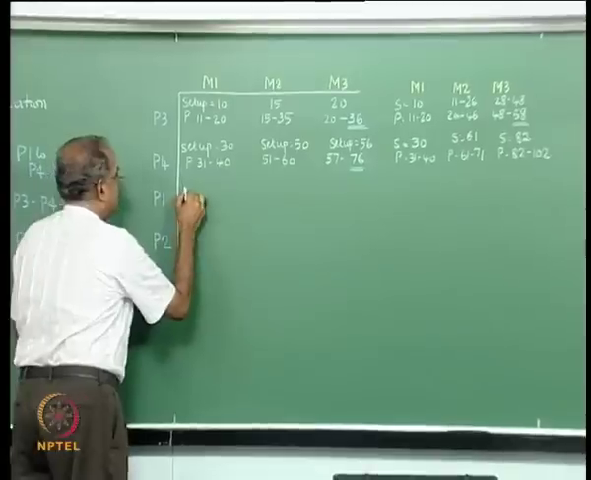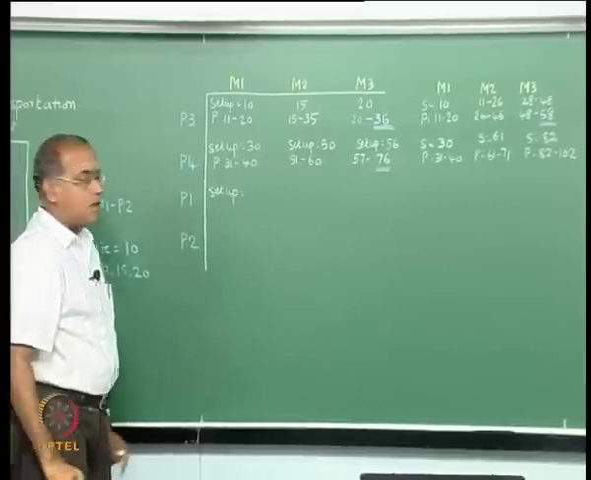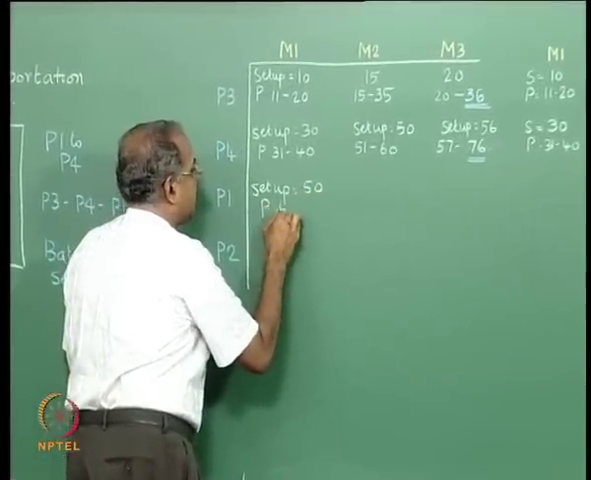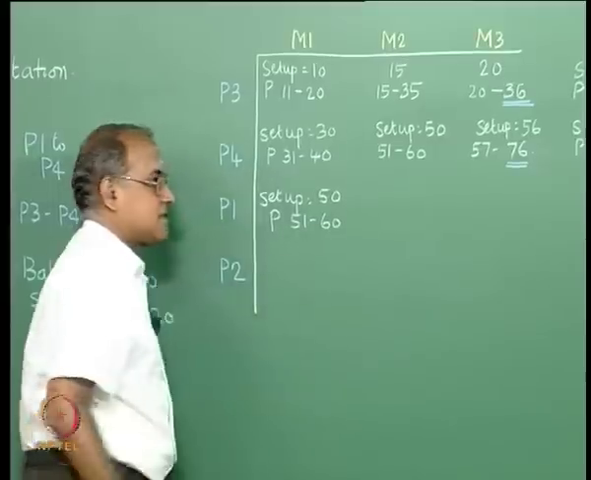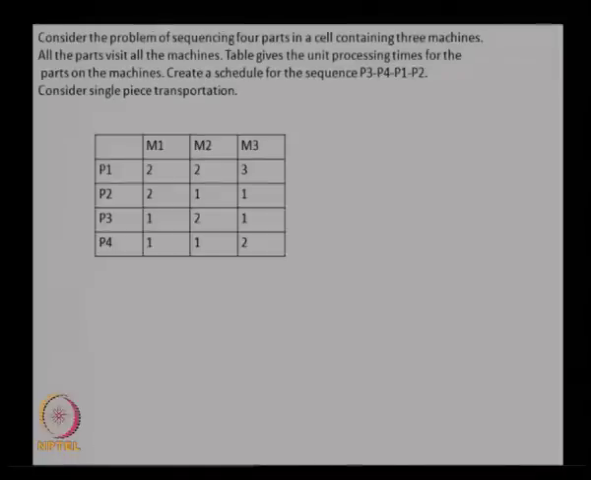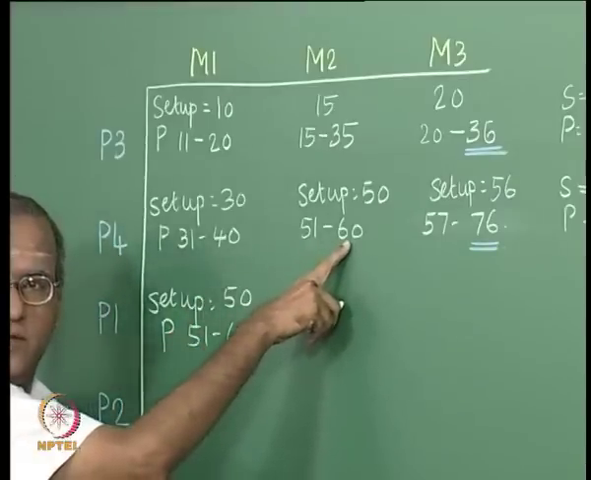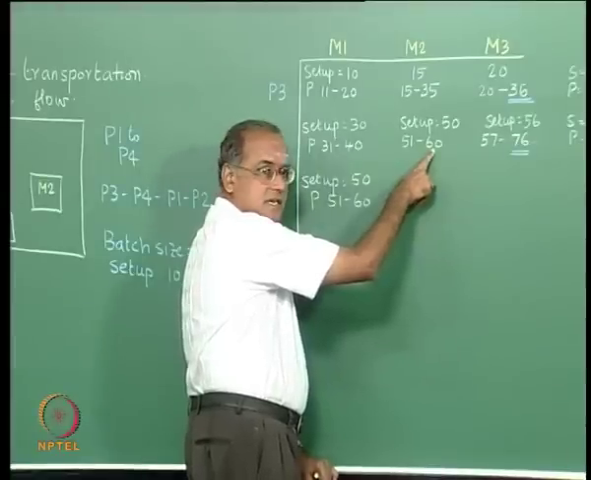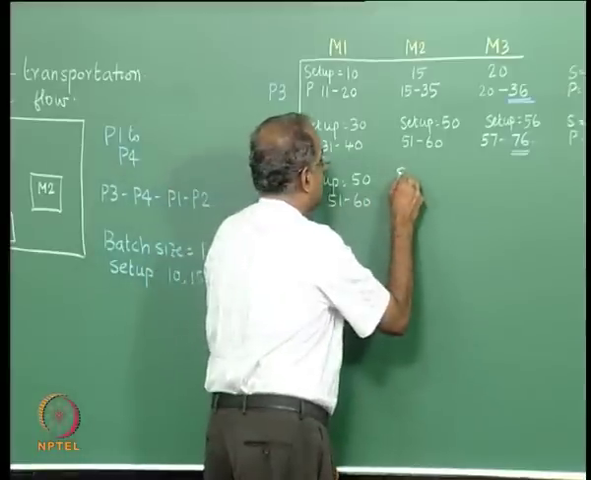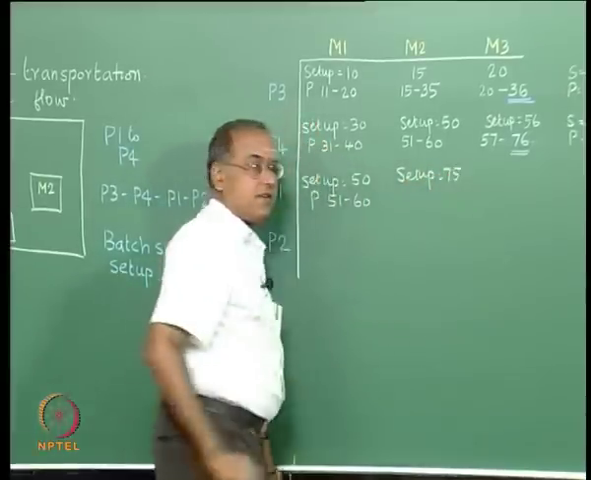Now the third one, setup will begin at 40 and end at 50. Processing will be between 51 to 60 because time to produce is 1 unit. Now here exactly at 60 the production is over. So setup can begin only at 60 even though the first piece can come out at 51. So setup will start at 60 and will be over at 75.